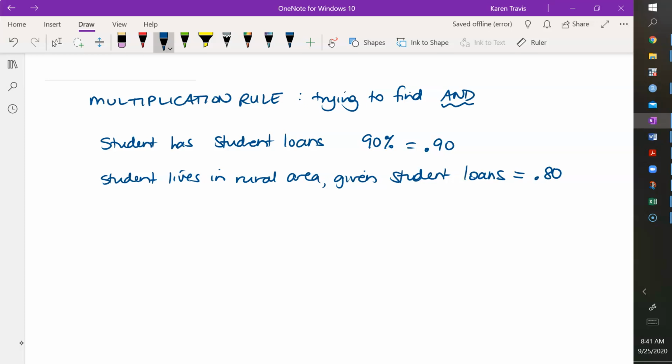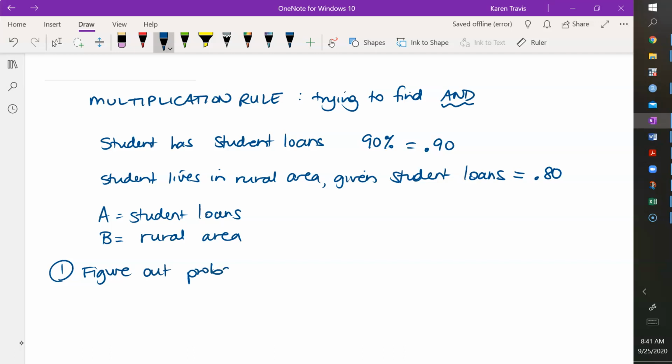So I'm going to name my events. Let's call A equals student loans, and B is they live in a rural area. So the first thing I'm going to do is figure out what probabilities I have. And often this is where people get hung up and then they can't finish the problem correctly.